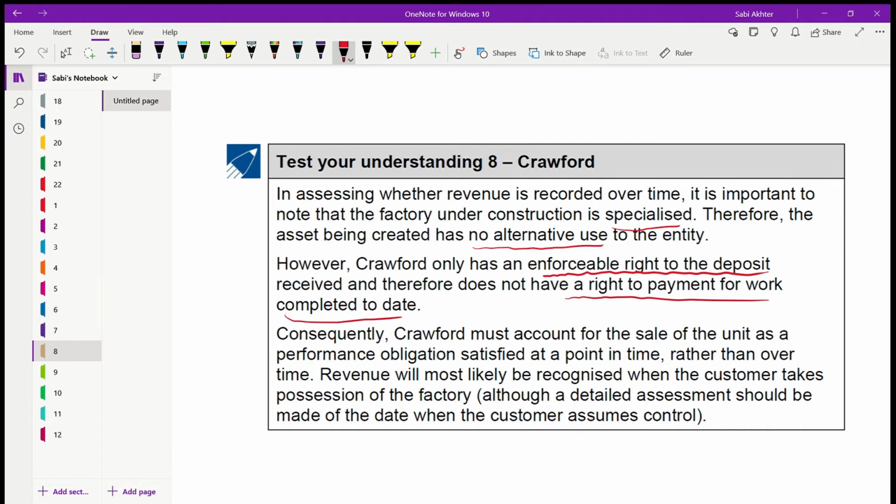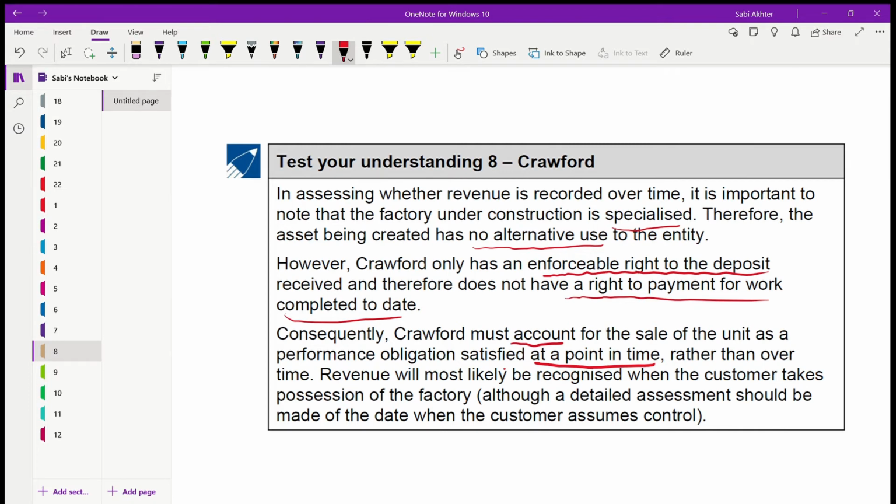So consequently, Crawford must account for the sale. How much should they account for? For the sale of the unit as a performance obligation satisfied at a point in time, because to account for a performance obligation satisfied over a period of time, the above criteria need to be satisfied. For example, the asset should not be specialized, and they should have the enforceable right to receive the full transaction price. Because the two points above are not satisfied, it is recognized at a point in time rather than over time.